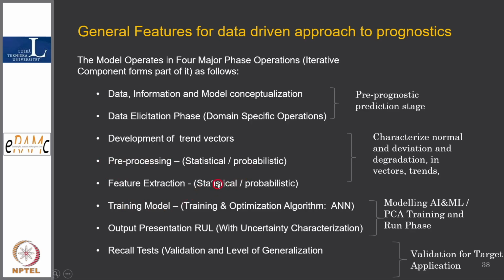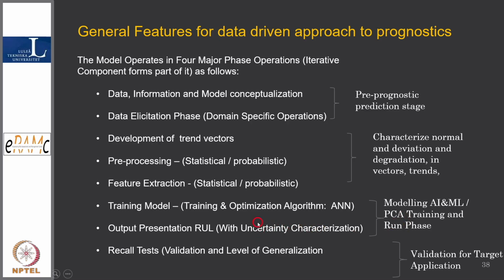Feature extraction: if it is vibration data, what kind of features do we want? Mean value, variance value, then kurtosis value. It depends whether we are dealing in the time domain or the frequency domain; accordingly, features will be selected or built. Then training, this is the third stage.